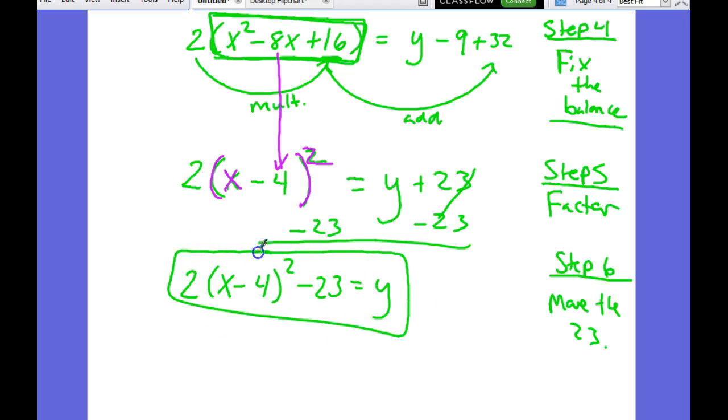This is vertex form, isn't it? Yeah. There's my quadratic. There's my vertex. There's my a value that tells me which way it goes. So I changed it from standard form to vertex form. It's a 6-step process, very long, but all of it is adding, subtracting, multiplying, dividing. So we're done. The last step, we just move the 23 over. That's our answer.